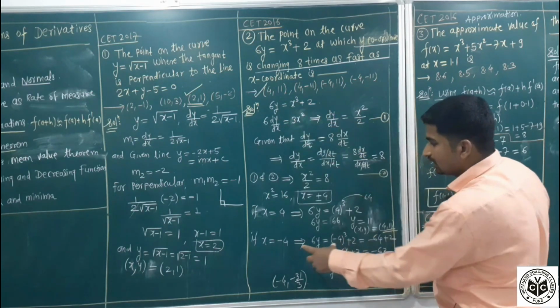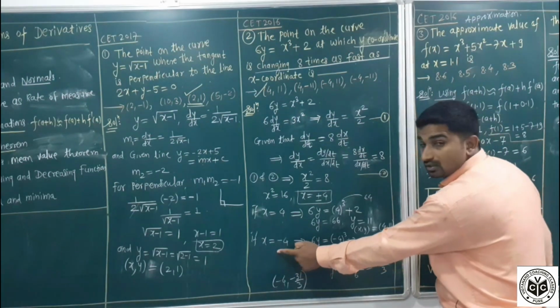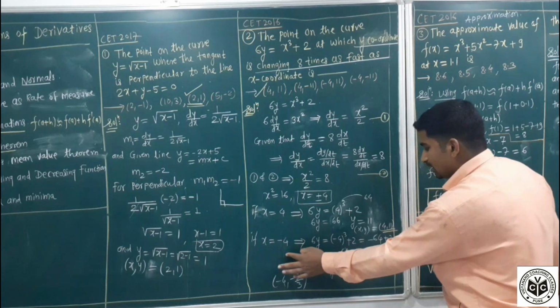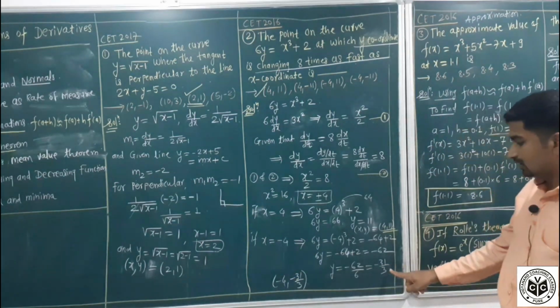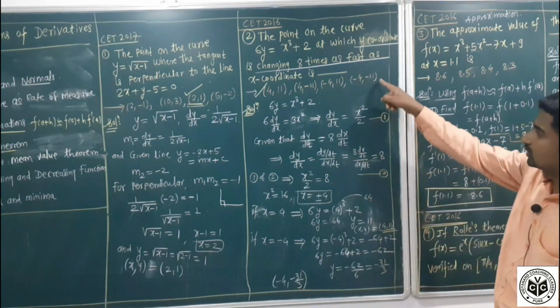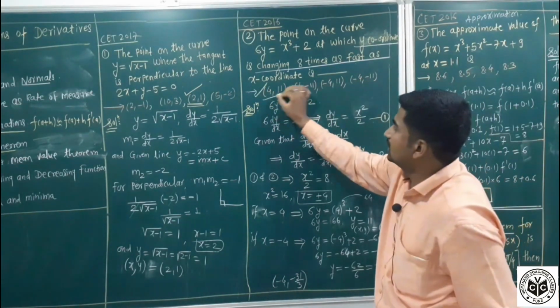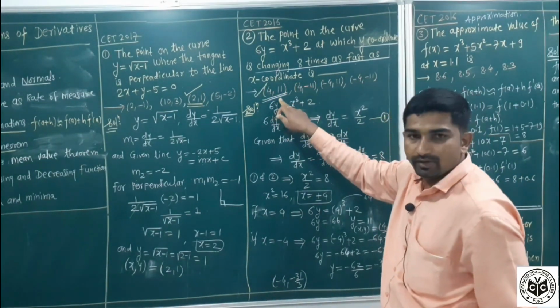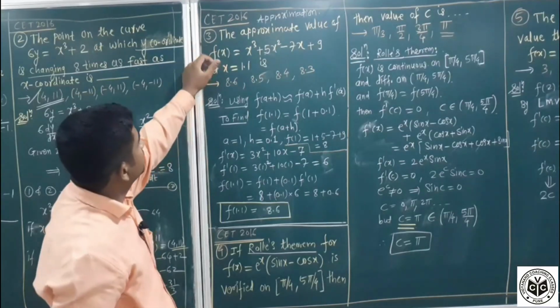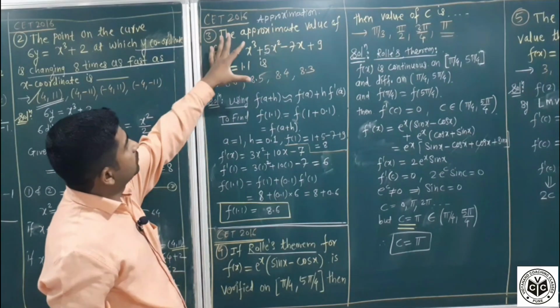Still we can check for the next value, that is x is minus 4. If you put x is equal to minus 4, we get a different value, that is minus 31 by 3, which is not in your options. So my correct answer is 4 comma 11. This is my point. Next question is from CET 2016.